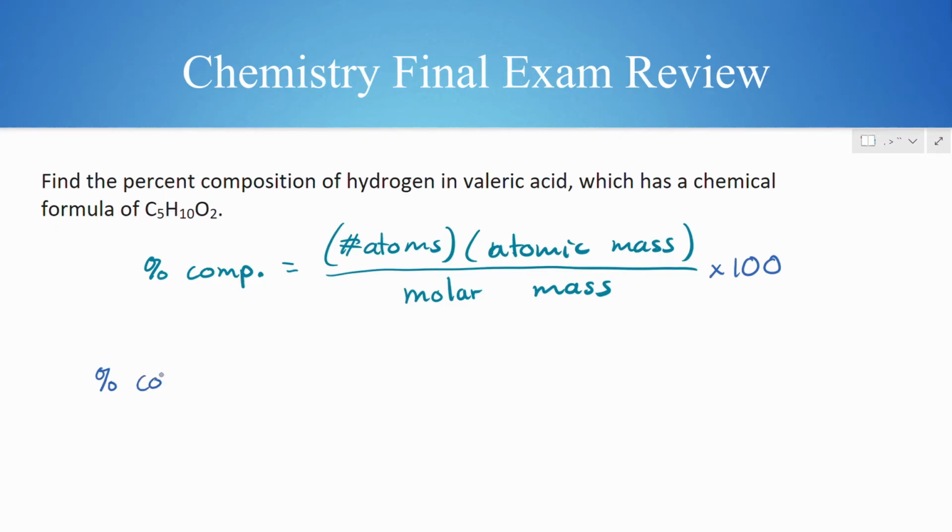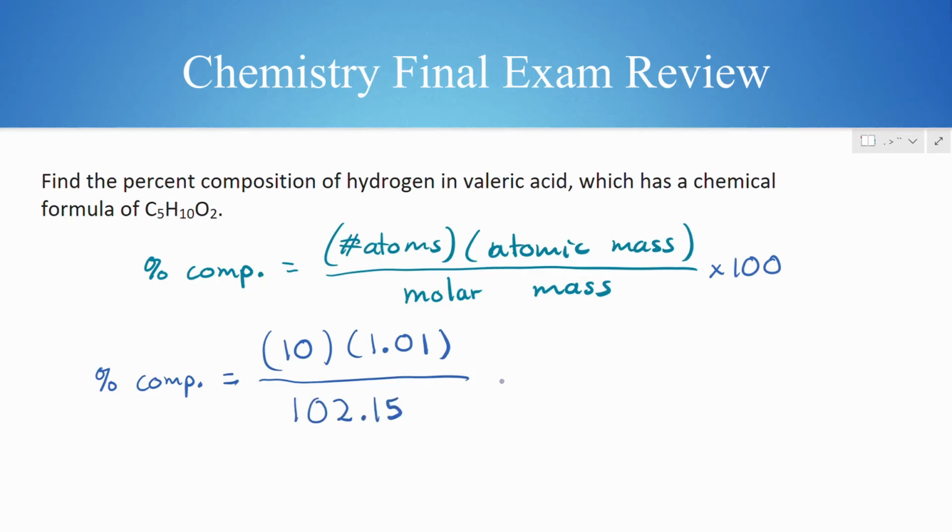So percent composition for hydrogen is going to be how many atoms of hydrogen, that's 10, and then this is going to be times the atomic mass of hydrogen, which is 1.01, that's from the periodic table, divided by the molar mass. Now the molar mass for this compound is the weight of 5 carbons, 10 hydrogens, and 2 oxygens, and that will be equal to 102.15. Now we're going to multiply this by 100 to get a percent composition of hydrogen, and that will be 9.89%.